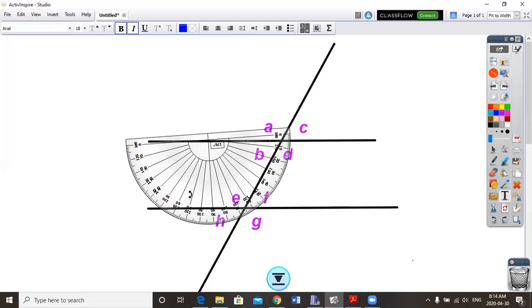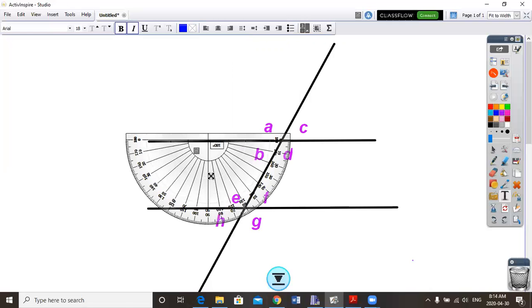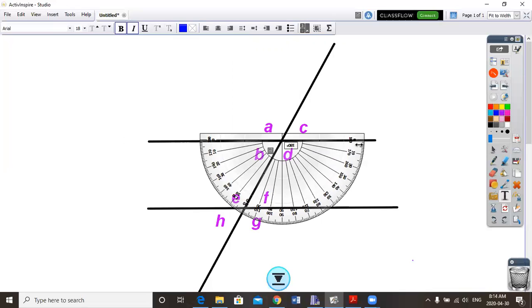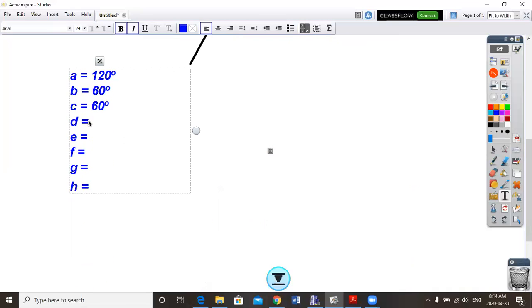Lastly, we'll measure angle D. So we'll flip the protractor over. And we measure 10, 20, 30, 40, 50, all the way around. We measure 120 degrees. So angle D is equal to 120 degrees, which is equal to angle A.